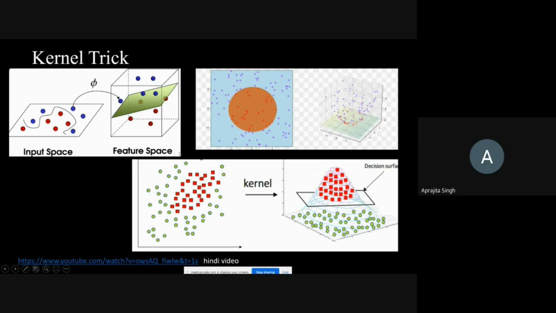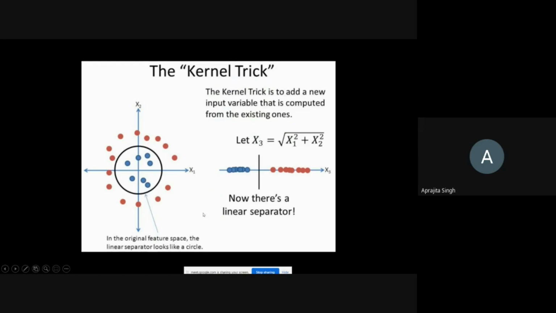Anything that is not separable in a lower dimension, we convert it into a higher dimension. Here we are only talking about 2 dimensions to 3 dimensions, but it could be 2 dimensions to the 10th dimension. We may go and look at various dimensions and see whether the data is becoming linearly separable or not. So the kernel trick is to add a new input variable that is computed from the existing ones. From the existing ones, you just take a square of it or a cube of it.